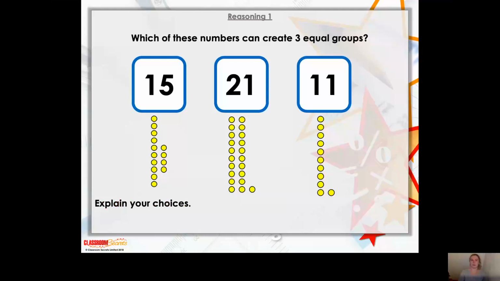So here's our second question. It says, which of these numbers can create 3 equal groups? So which of these numbers, the counters, can you share equally into 3 groups? So let's look at the first one together.